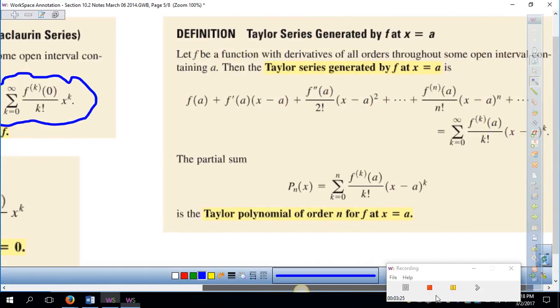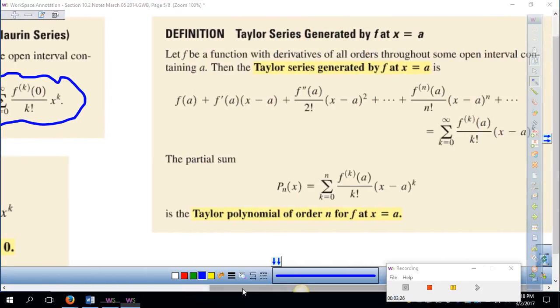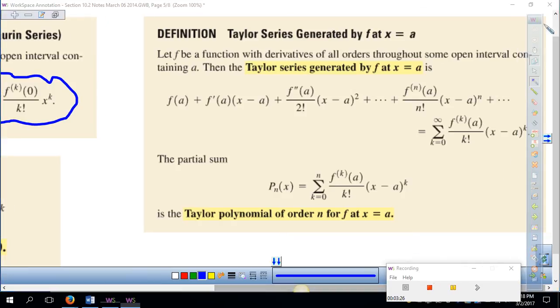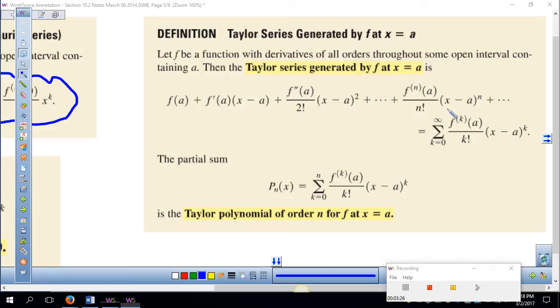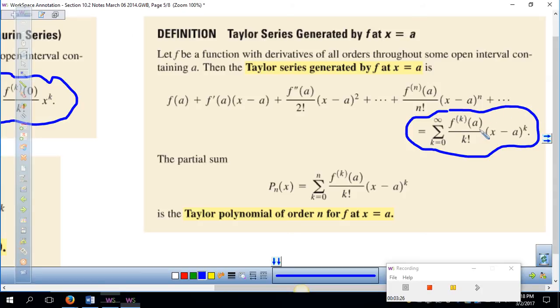And then for the Taylor series, which is more general and can be centered anywhere, we have the same formula, but the differences are that each derivative is evaluated at A, not at 0. So that's the difference here. And that our x terms are shifted to be centered at A. So we have the sum from 0 to infinity of the kth derivative, again, evaluated at A, over k factorial times x minus a to the k.